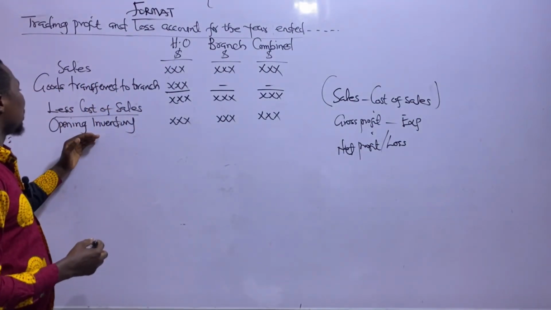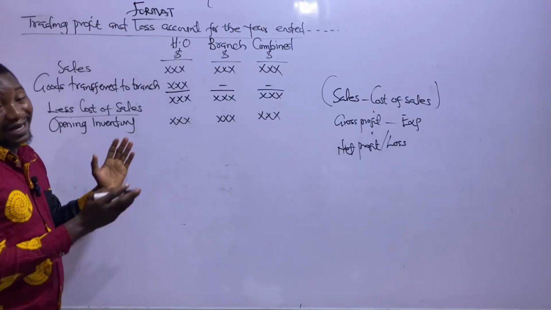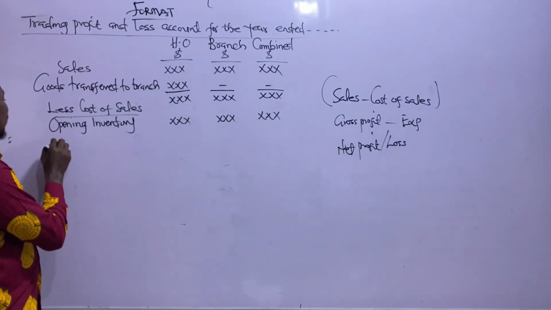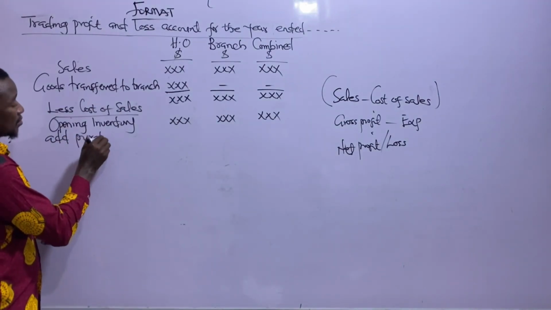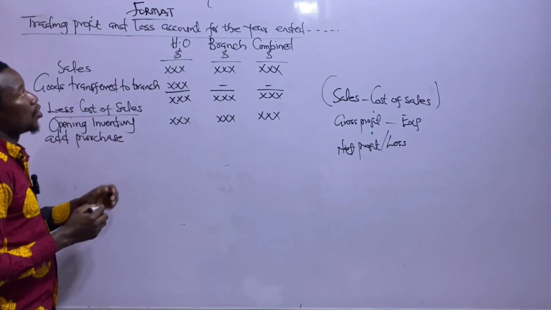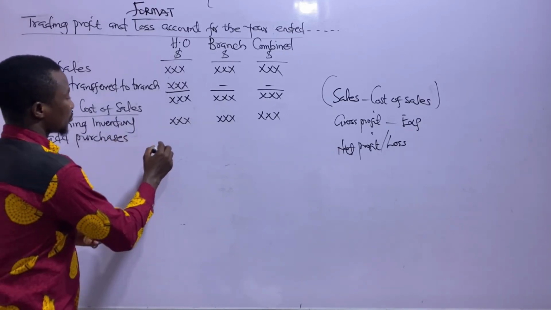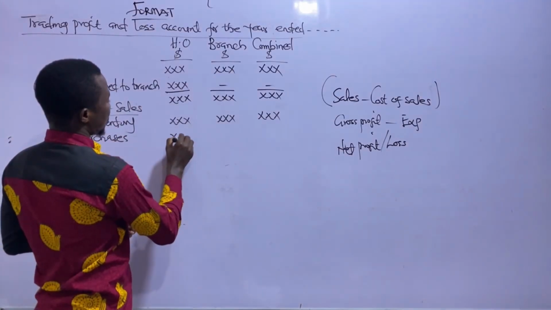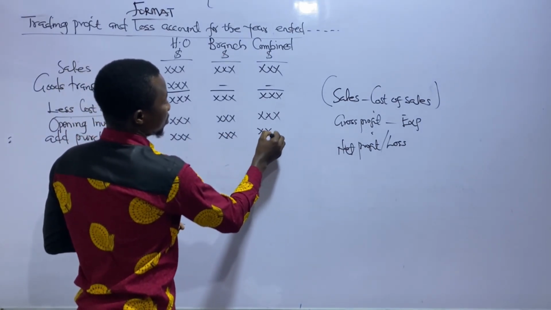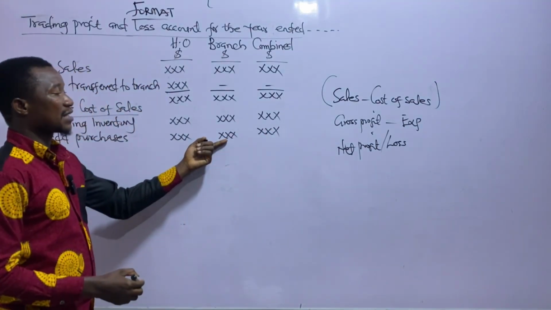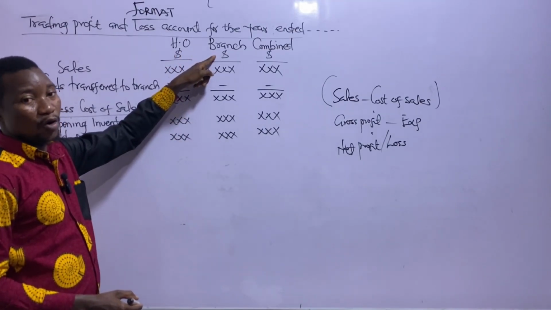After recording the opening inventory, it might not be enough to meet your customers' demand, so there could be purchases. Whenever there are purchases, we add the purchases as we do for the trading profit and loss account for sole traders. So the purchases, we have to add them. These purchases here are external purchases that the head office permits the branch to make. I hope this is clear.